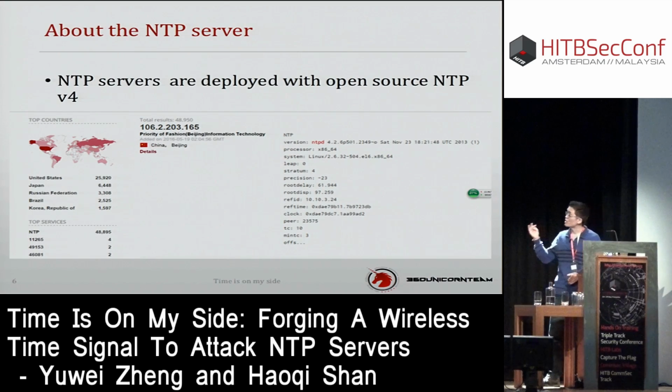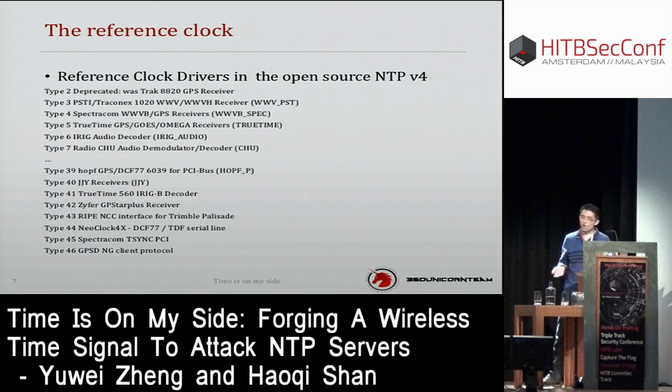Well, as this picture shows, a large amount of NTP servers are deployed with the open source NTP version 4 software. From the newest NTP version 4 source code, we know that NTP version 4 supports almost 4,000 types of reference clock. The most commonly used are the WWVB, DCF77, GGY, MSF, and GPS.